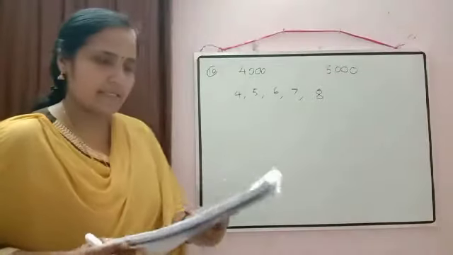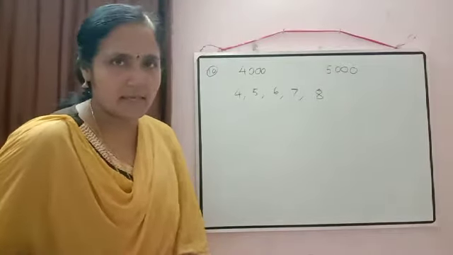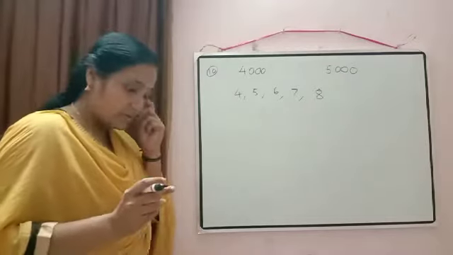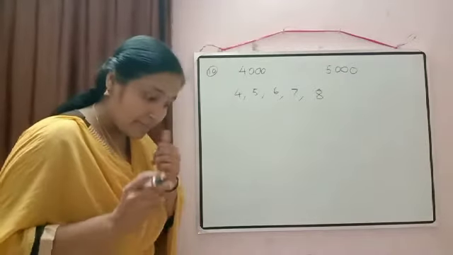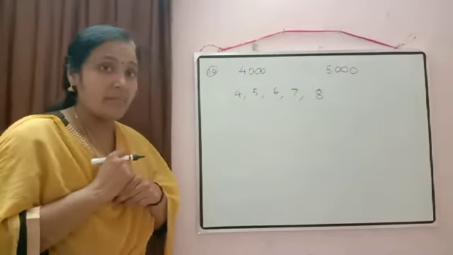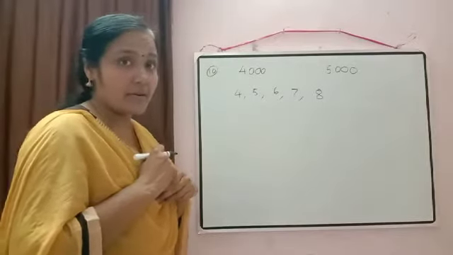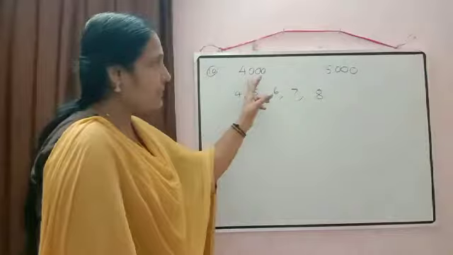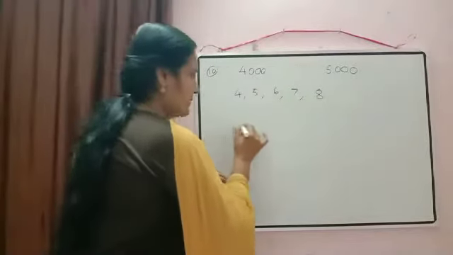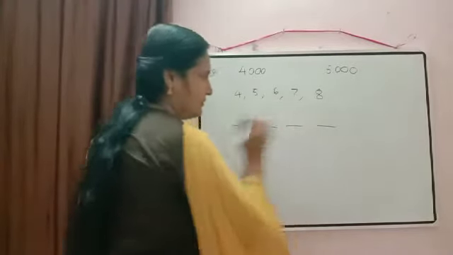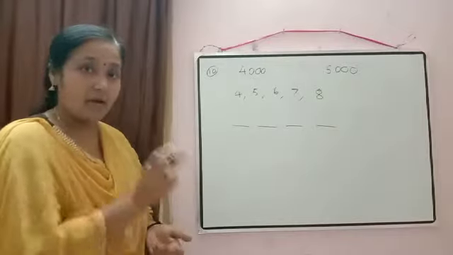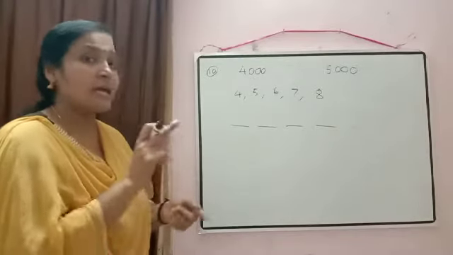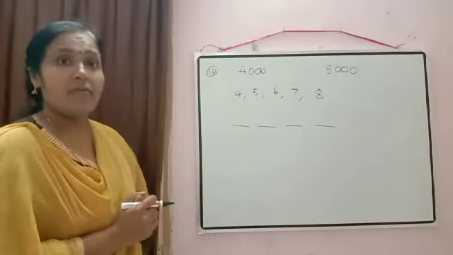First case repetition allowed, second case repetition not allowed. Okay, now just one more condition is there. The number should be divisible by 5 also. Correct? It should be between 4000 and 5000, which means it should be a 4 digit number, with the condition that it should be divisible by 5.